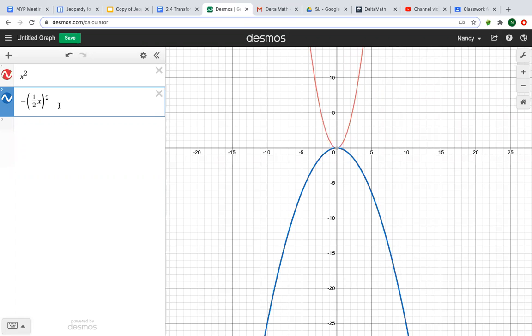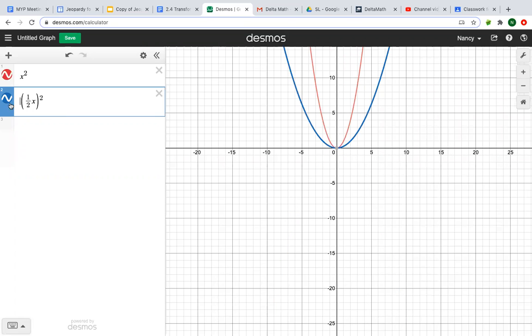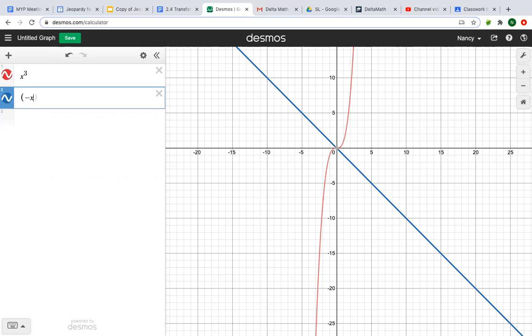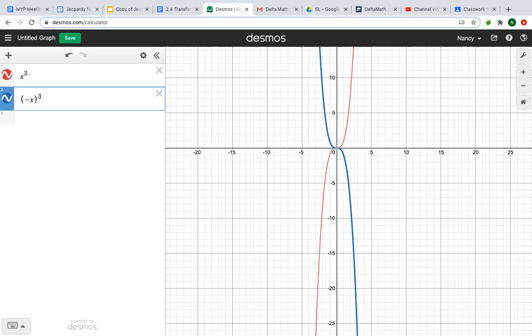Now in order to see the effects, I'm actually going to change this to an x cubed, because otherwise the x squared won't show it. So this is x cubed. And then let's make this negative x cubed. If the negative is on the inside, now it reflects over the y-axis. So when it's on the inside, it reflects over the y-axis.